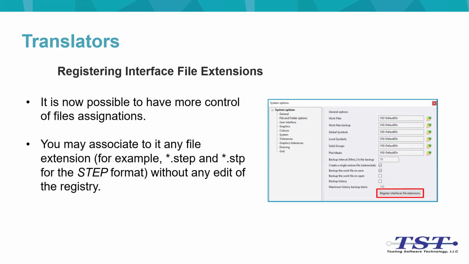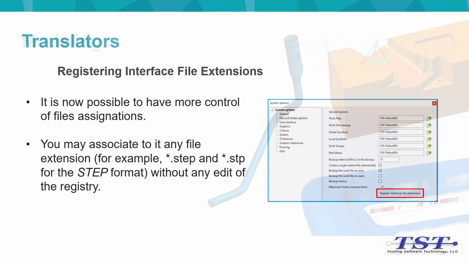One other thing, kind of translator related at least, is the ability to register interface file extensions. It's now possible to have more control for file designations. When you click on a step file, it helps associate it to the proper version in VISI. So you may associate that extension type without any edit of registries. Editing the registry is something within Windows and can have some adverse side effects. This is a much safer way of performing that task.